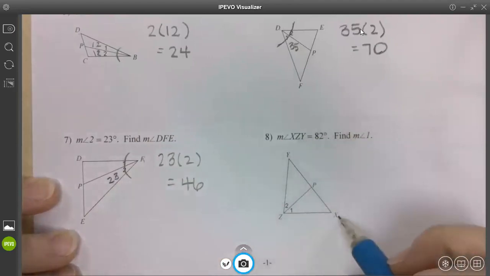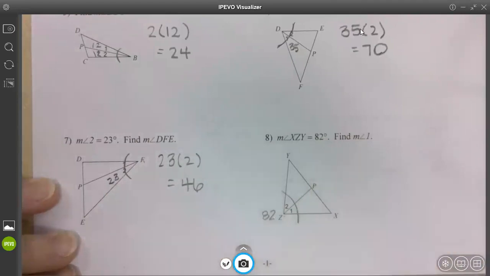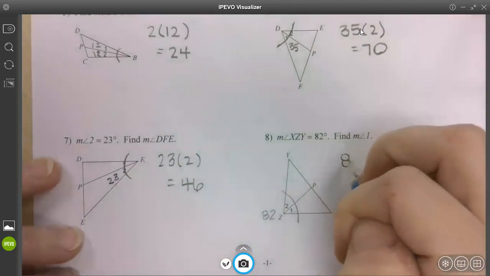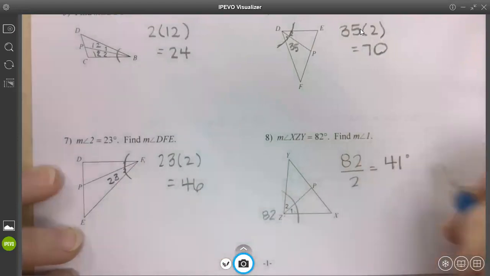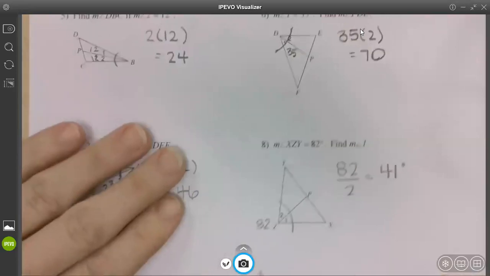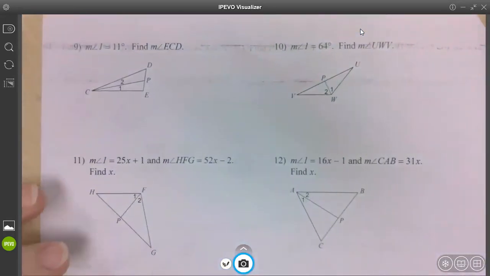This one says XZY, the full angle is 82. So how do I find part of it? Remember, an angle bisector cuts it in half. So we would get 41. So there's your first page. Pretty simple. 9 and 10 are basically the same. So we're going to quickly do 9 and 10. And then we'll move on to something a little more complicated. It is the same. It just is more in depth with like letters and functions or equations.